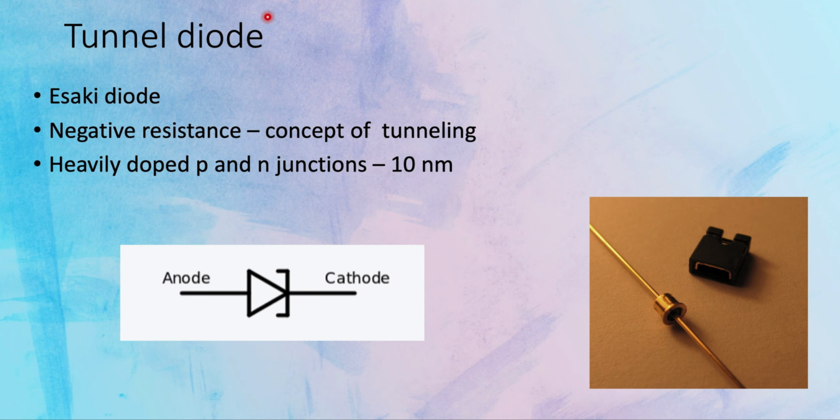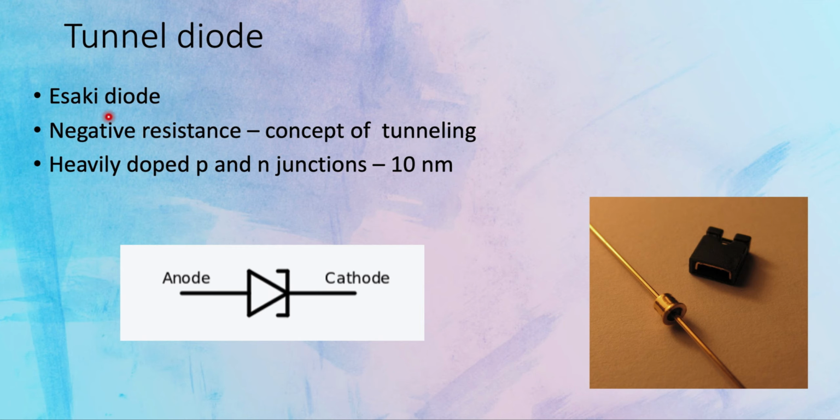First is the tunnel diode. Tunnel diode is also called the Esaki diode. Now this is a symbol of a tunnel diode. This is the cathode and the anode. Do you remember the symbol of the p-n junction diode? We just had a straight line at the cathode. Now here we have something like a bracket. It symbolically represents a tunnel.